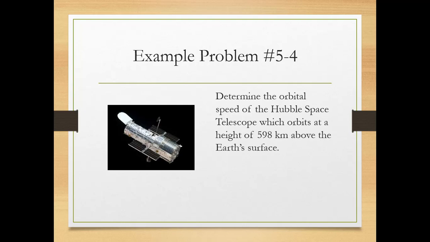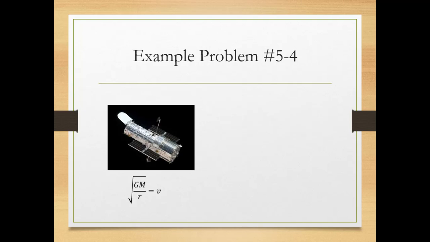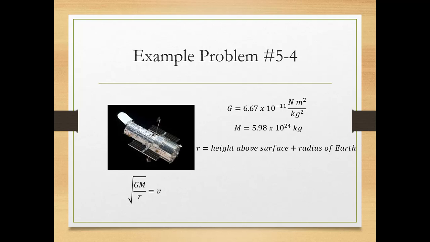The Hubble Space Telescope orbits at a height of 598 kilometers above the Earth's surface, and so what we want to do is figure out what is the orbital speed of the Hubble Space Telescope, assuming that it's in a circular orbit. So the first step we're going to do is the square root of GM over r as the orbital speed. Some things that I know: the constant G, 6.67 times 10 to the negative 11th. I also know the capital M, the mass of the Earth, 5.98 times 10 to the 24th kilograms. Those are two things I could look up.